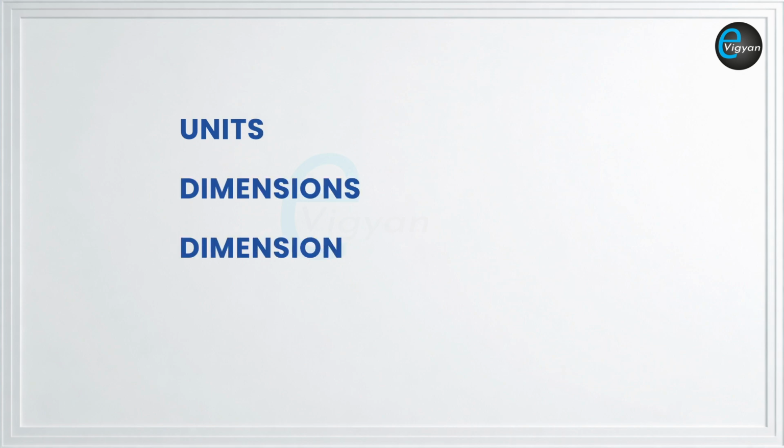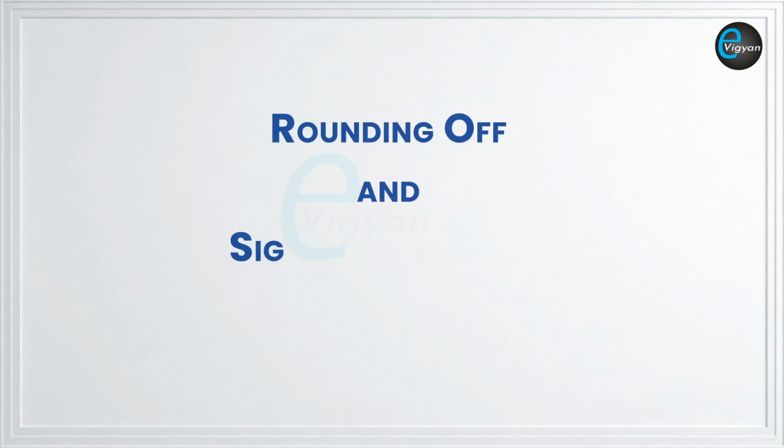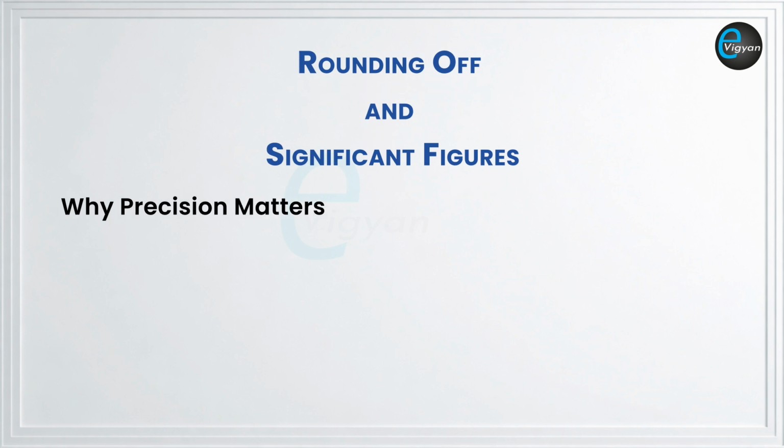In this series, we have already discussed units, dimensions, and dimensional analysis. Today, we take the next crucial step that connects measurement, numbers, and scientific honesty. Today's topic is rounding of numbers and significant figures. Why precision matters in physics?